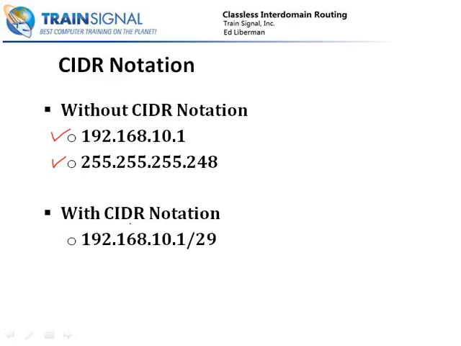With the CIDR notation, all we have to do is say that it is 192.168.10.1 slash, and then we put a number after the slash which represents the number of bits that are in the network ID. Remember, an IP address is 32 bits in total, so the network ID in this case was 29 bits long, leaving 3 bits for the host ID. So there's really no need to have to write out the entire subnet mask anymore. We just simply use a CIDR notation.